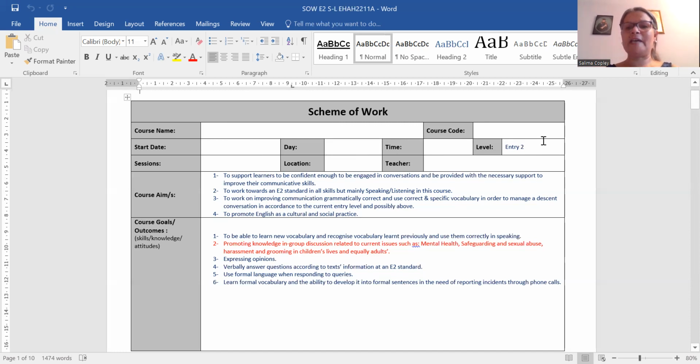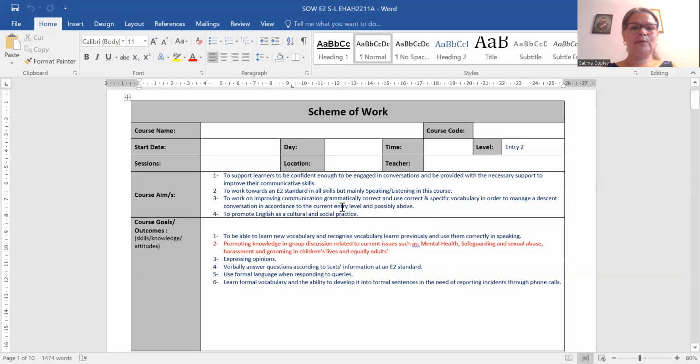So here is an example of an Entry 2. Then the number of sessions for the term or for the year, the location, which university, which area, what college, which school, and obviously you. Now I have divided the course into two categories. The first one is the course aim, or aims if you've got more than one, and you should, and the course goals. What do you want your learners to achieve?